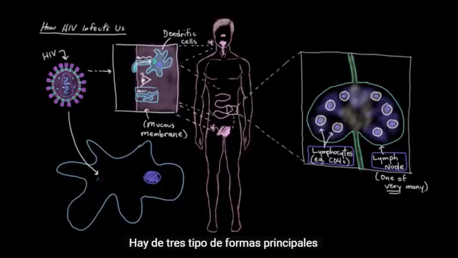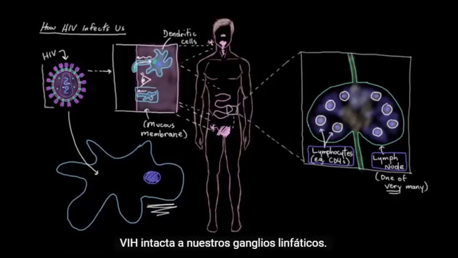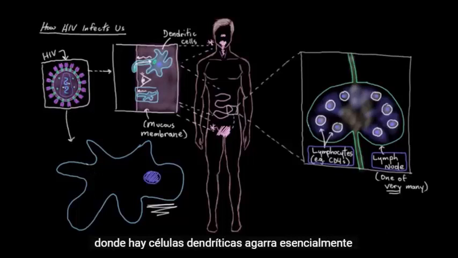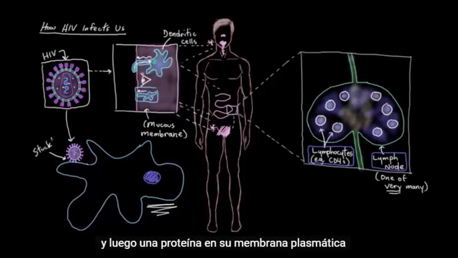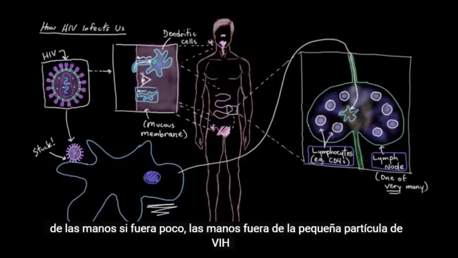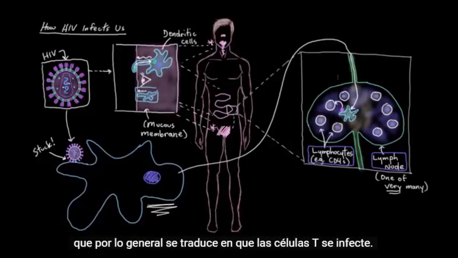There's three main ways that our dendritic cells misguidedly bring intact HIV to our lymph nodes. One way is by what's called an infectious synapse, where the dendritic cell essentially grabs onto HIV particles using a protein on its plasma membrane, and it essentially carries it, just like this, to the lymph node, and then it hands off the little HIV particle to a T cell to deal with, which usually results in that T cell becoming infected.